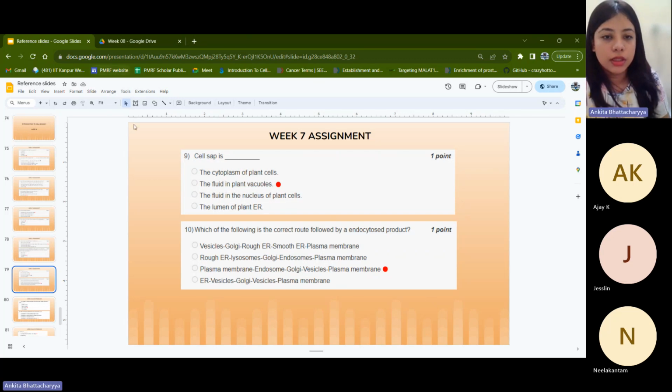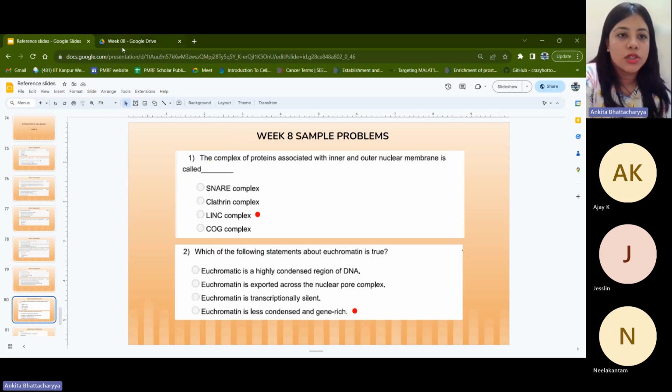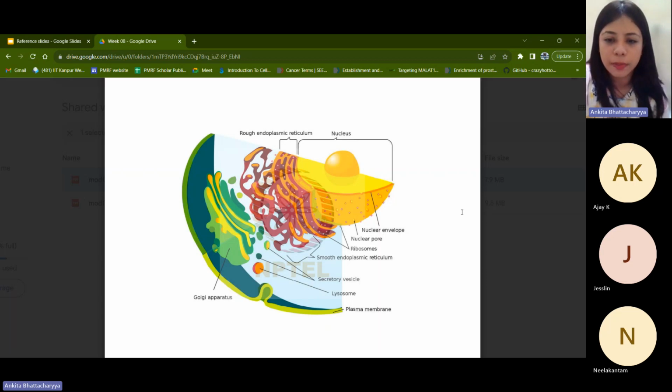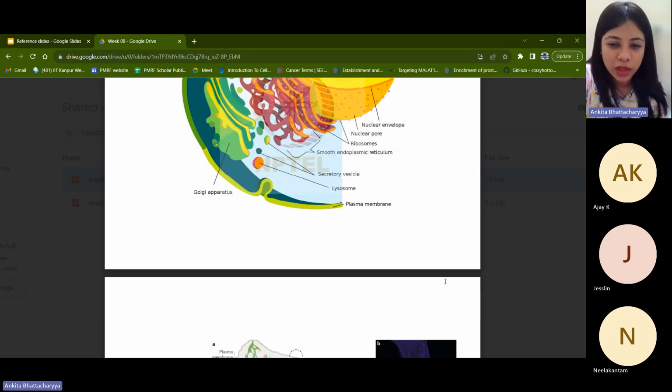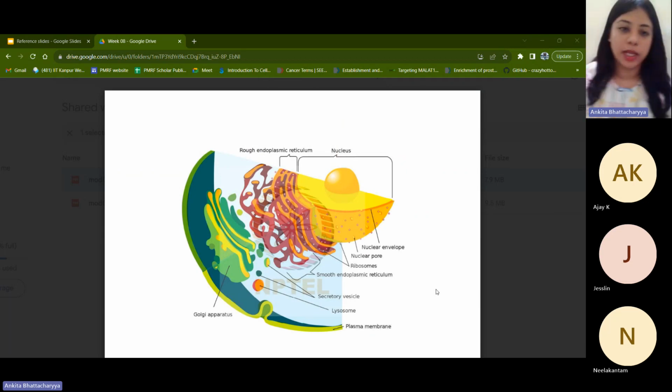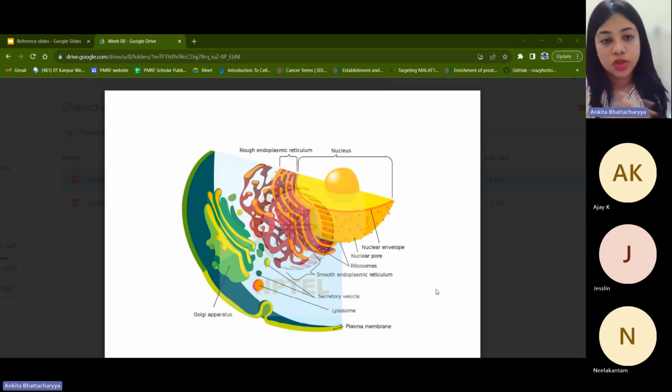Okay, so I think this covers the assignment questions. We are already one hour past the class, so we'll go over this week's topics a little bit quickly. As part of week 8, the endomembrane system was continued, but the focus shifted a little more towards the nucleus. It has been explained very well in the lectures, so I will brush over the topics and get to the sample questions as soon as possible.